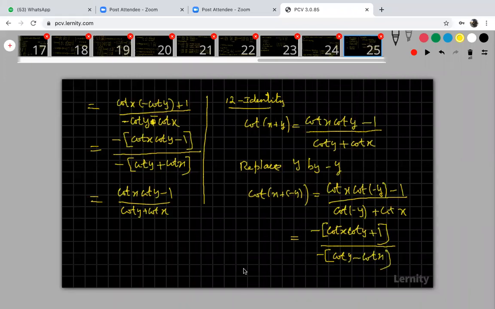Okay, so therefore minus minus cancel. I will get cot of x minus y equal to, this minus cancel, we will get cot x, cot y plus 1 divided by cot y minus cot x. Are you okay? You forgot about this. This is a full proof for the 13th identity, right?